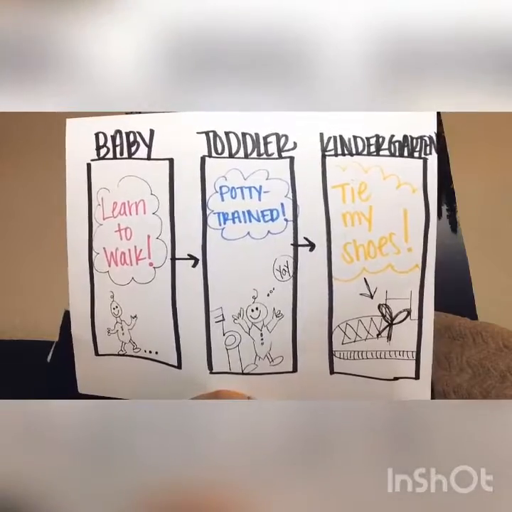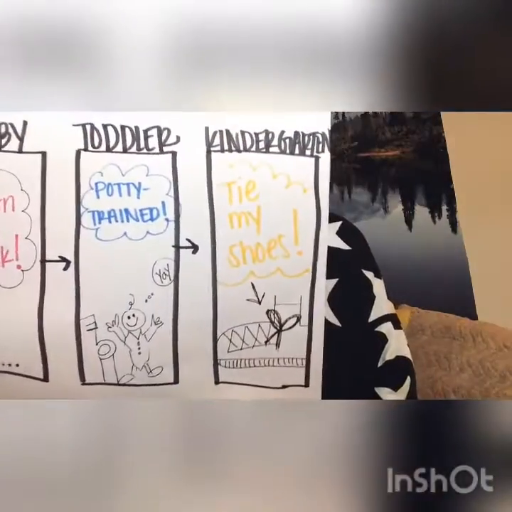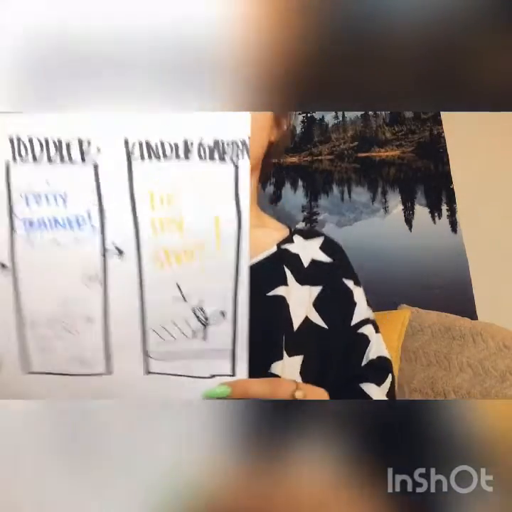So you can see mine there. We've got you learned to maybe walk or crawl. You were potty trained. And then you learned how to tie a shoe. So I'm looking forward to seeing you guys' different flow maps.